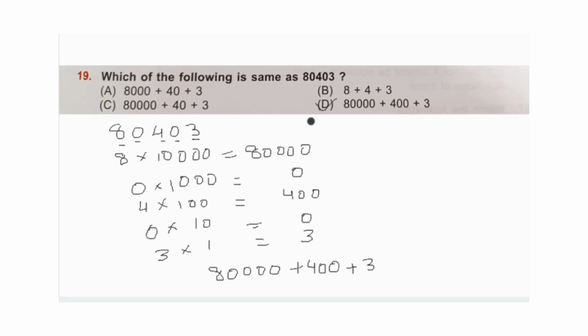The other way of solving this question is to write each of the expanded forms in the options into a simpler form and then find the value and see which one matches 80403, which is going to be a lengthy process. That's the reason why we are opting for a shorter solution.